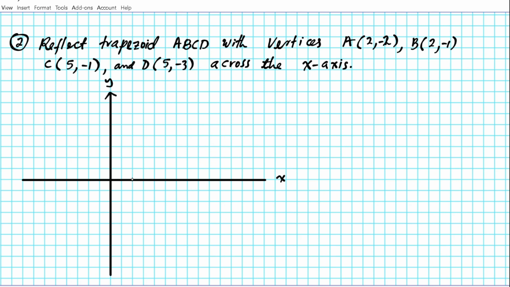We're going to go by 2s so that we can have a bigger figure here. So 1, 2, 3, 4, 5. And let's go down 1, 2, 3. All right, let's have our pre-image in blue. So point A is (2, -2). This is negative 2 here. And that's (2, -2), point A.